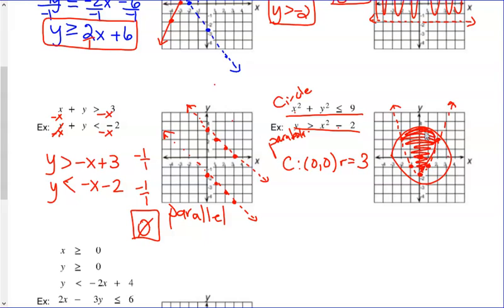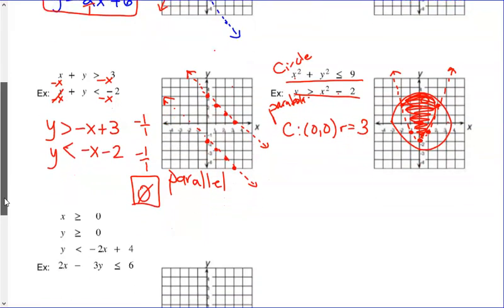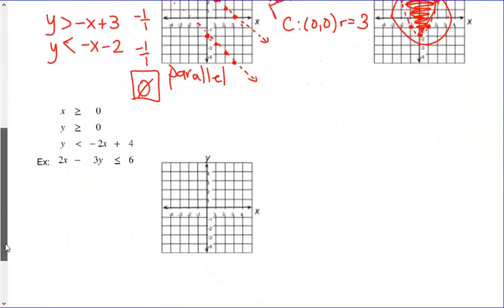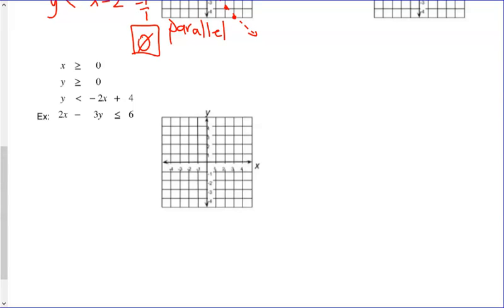Okay, so again, it's the overlap. Make sure that you do the overlap of each one of those two systems, whether it be a parabola and a circle or two lines, whatever the case may be. All right, and our final problem, it's going to be a system of actually 4 inequalities.